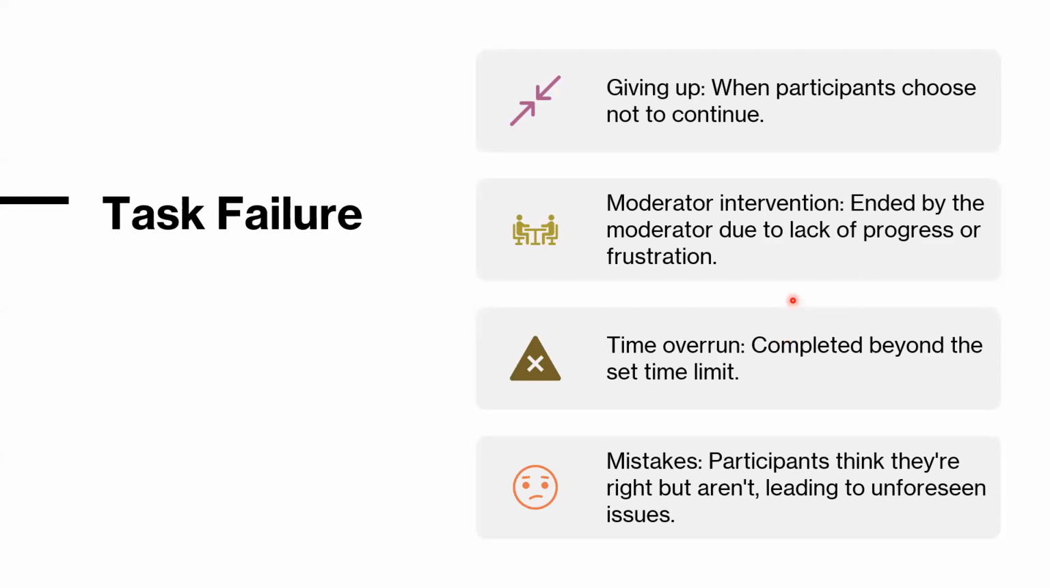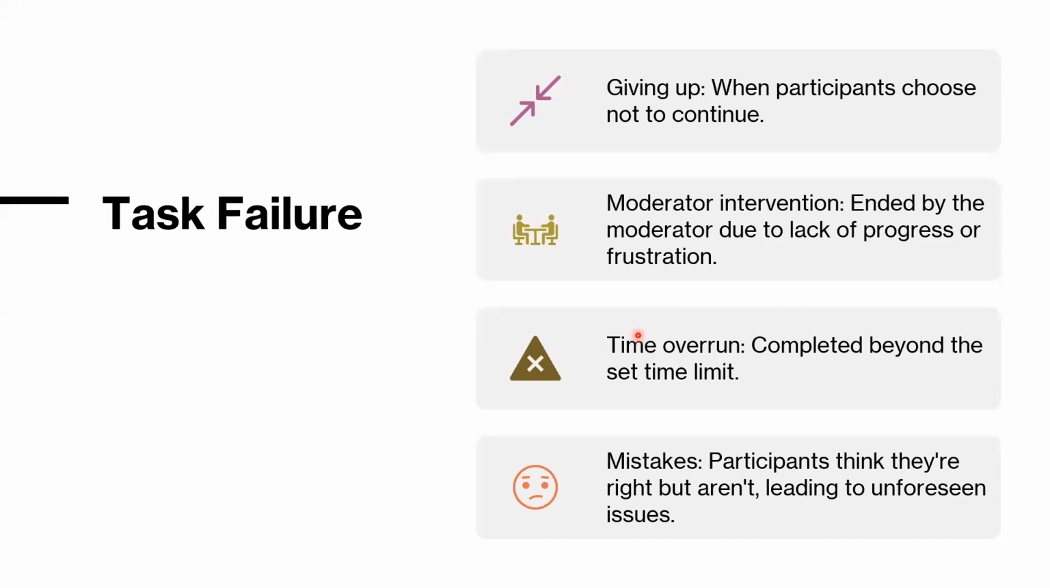Time overrun: one of your criteria may be a predefined time, like okay, within 3 minutes the user should complete the task. If it exceeds the time, then it is a time overrun.